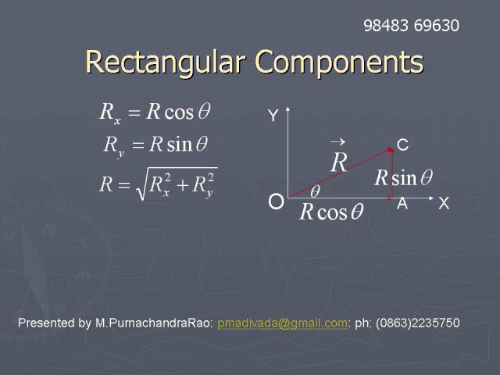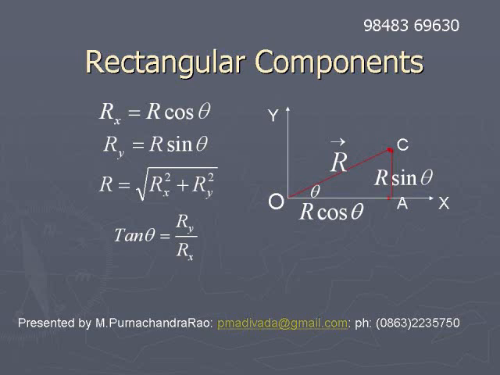But rx is r cos theta, ry is r sin theta. Hence, r square cos square theta plus r square sin square theta, where r square is common. Sin square theta plus cos square theta is 1. Hence, we will get r square. So r will be equal to the square root of rx square plus ry square.